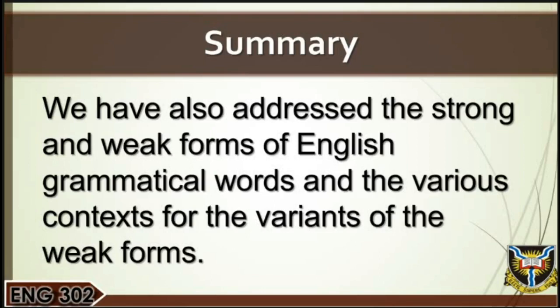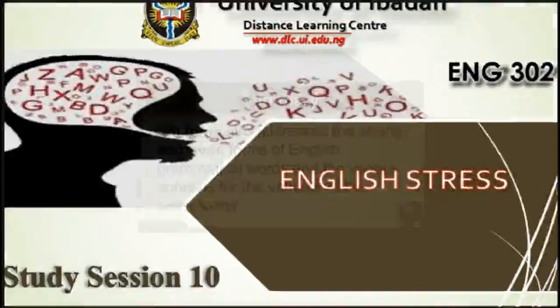We have discussed sentence stress, differentiating it from word stress, pointing out the hierarchical nature of English stress, which makes it important to reassign stress when words occur together in a word group. We have learned how to differentiate stressing of content words from grammatical words. We have also addressed the strong and weak forms of English grammatical words and the various contexts for the variants of the weak forms. End of study section 10.